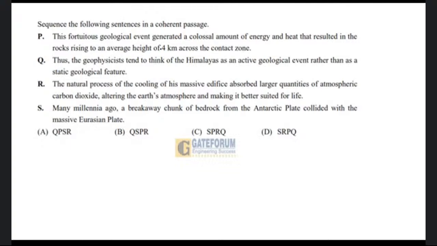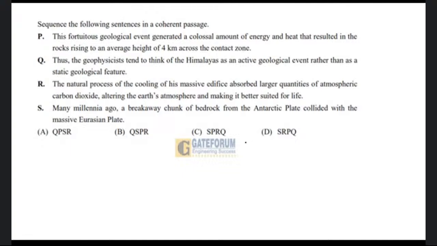P: This fortuitous geological event. Fortuitous means fortunate, which was a good fortune. This fortuitous geological event generated a colossal amount of energy. Colossal means huge amount of energy and heat that resulted in the rocks rising to an average height of 4 kilometers across the contact zone. Okay, I hope the meaning is understood. Rocks rising to an average height of 4 kilometers across the contact zone.